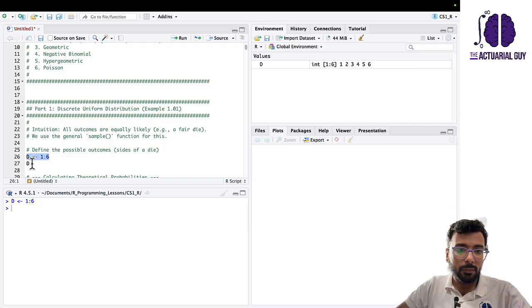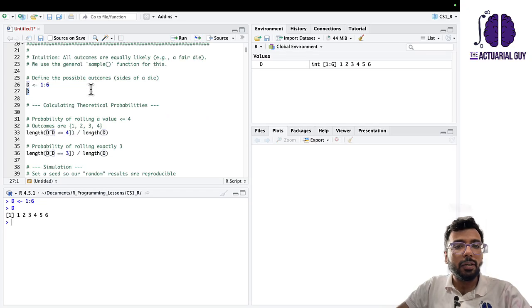These are the possible outcomes, so if you print D, you will see 1 to 6. Now, how do you calculate the probability of getting a particular outcome, or getting an outcome which is less than or equal to a particular value? Basically, how will you get the PDF and the CDF values? That is what is being asked here. So if you want to see the probability of rolling exactly 3, how do you get it? That we obviously know is 1 by 6, because it's one of the 6 outcomes.